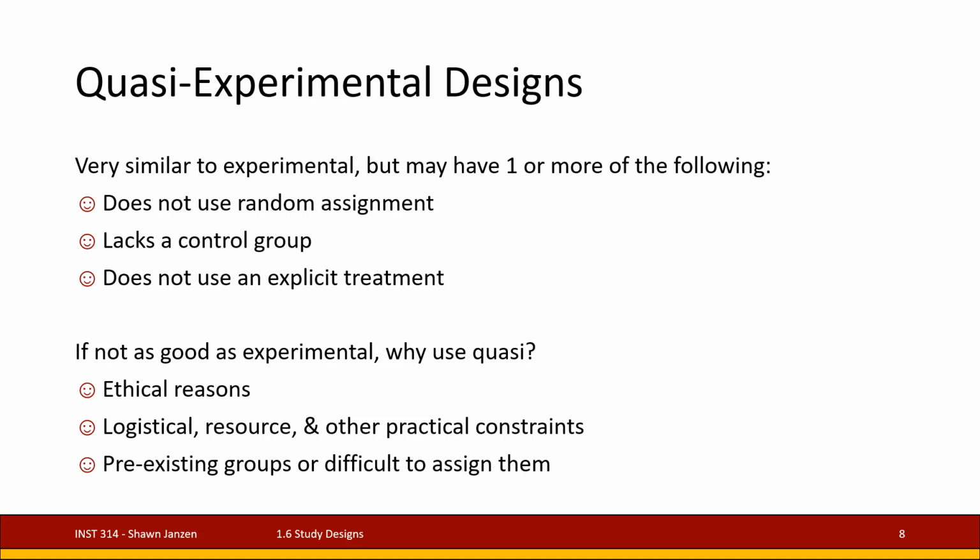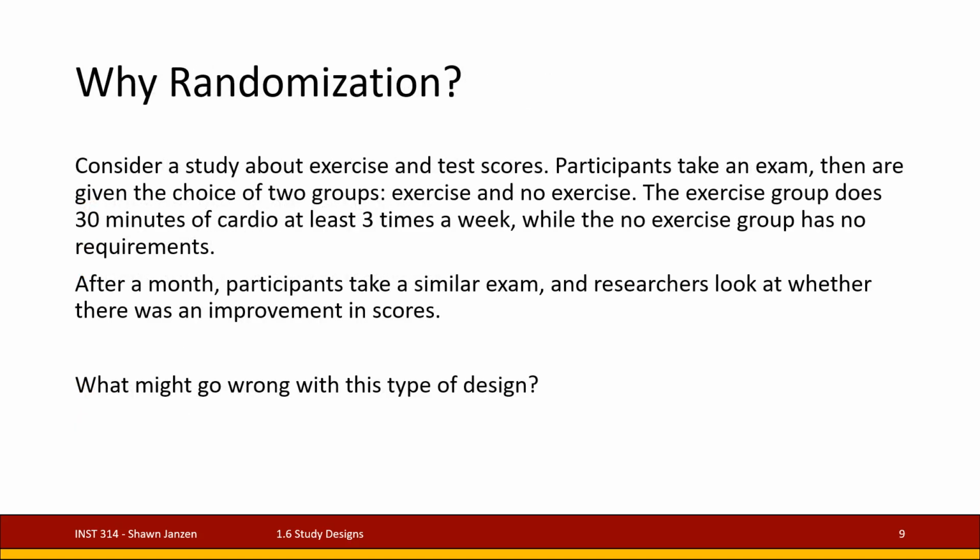Other times it could be logistical. Resource constraints, monetary issues, maybe it's too much of an administrative challenge, but there are real-world reasons why it's difficult to do that. And also there could be pre-existing groups, or it could be otherwise difficult to assign them and say, all right, you're going to be a treatment and you're going to be a control when they're already identified naturally. So I was mentioning before, why do we randomize?